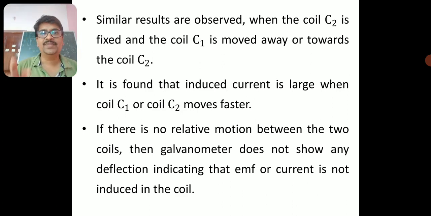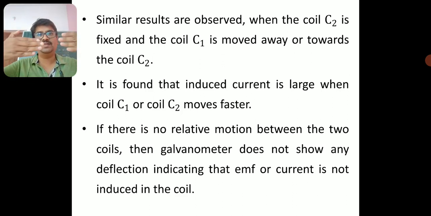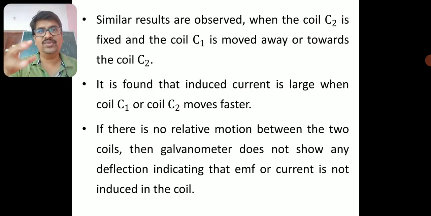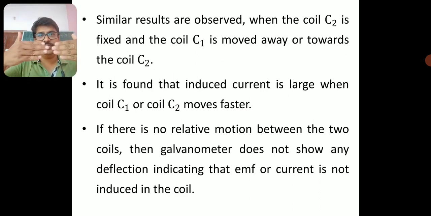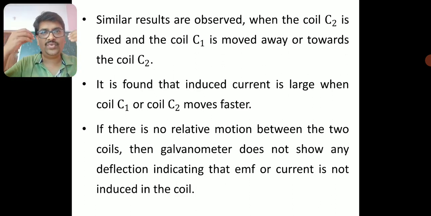Okay, right. So finally I can say that if there is any relative motion between these two coils C1 and C2, then only the current is induced in the coil, then only the EMF is induced in the coil, then only the flux which is linked with the coil changes. Suppose there is no relative motion, if they are moving together like this, then you cannot expect the galvanometer to show the deflection. There is no relative motion, you cannot expect any EMF or the current to be induced in the coil.